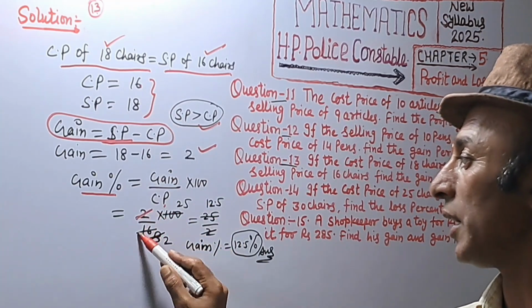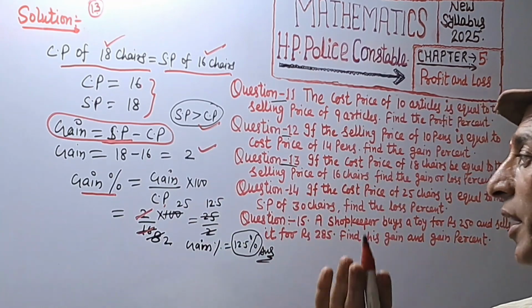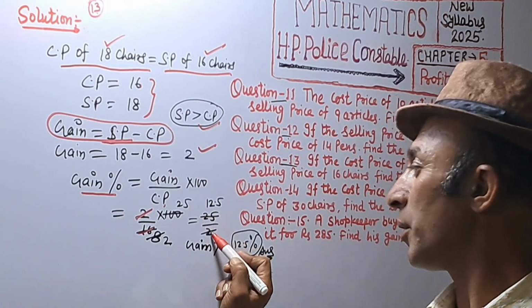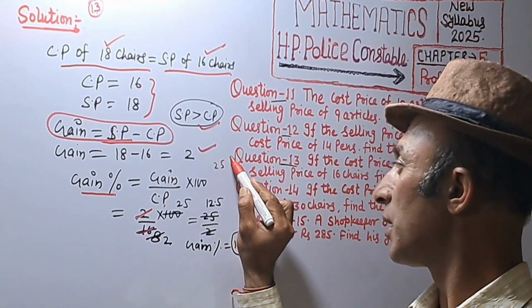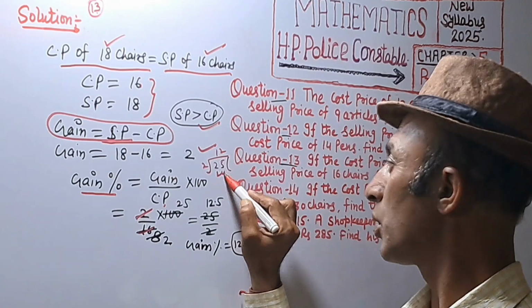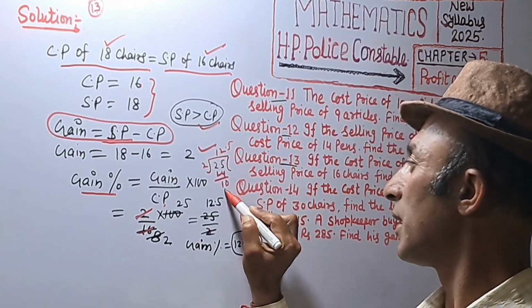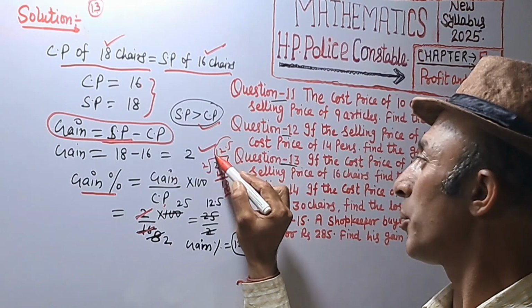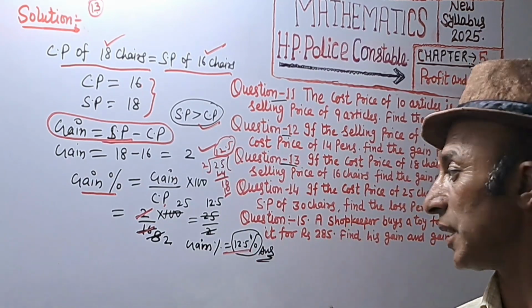2 1s are 2, 8 2s are 16, 4 2s are 8 and 25 4s are 100. So 25 upon 2, that is 25 divided by 2, 12 2s are 24, 1.5s are 10. So we get 12.5. Gain percent is 12.5%. Answer.